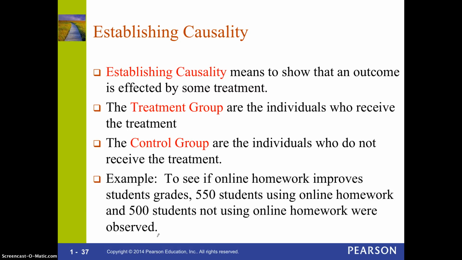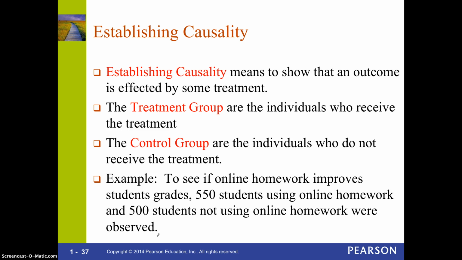So a lot of what we're going to talk about is the difference between experiments and observational studies. So a treatment group is just the individuals who receive the treatment. So if you think about some medical experiments, you might have two groups where one gets some drug that's supposed to help lower the blood pressure, and the other group just gets a placebo pill that doesn't really do anything. Okay, so in that case, the treatment is the blood pressure medicine.